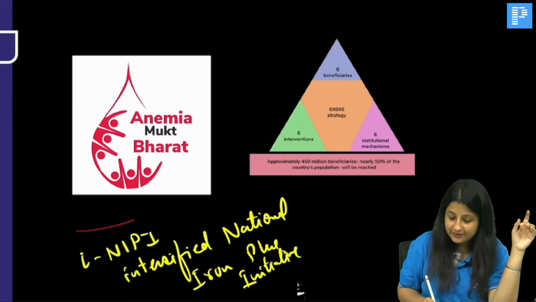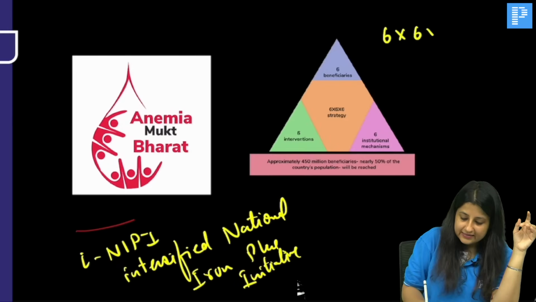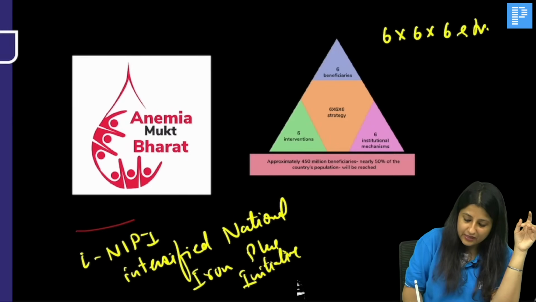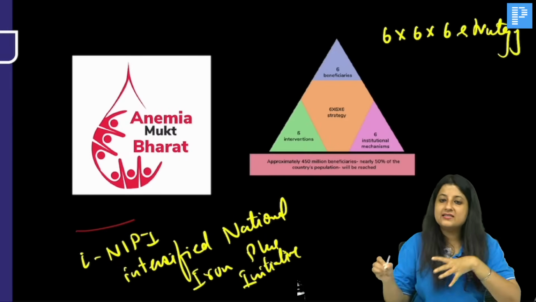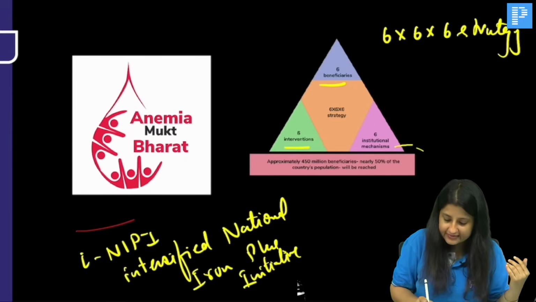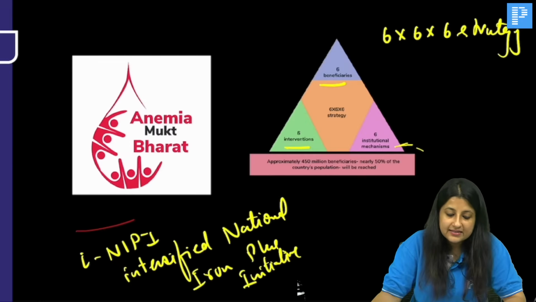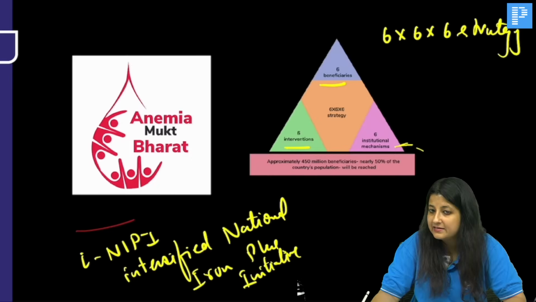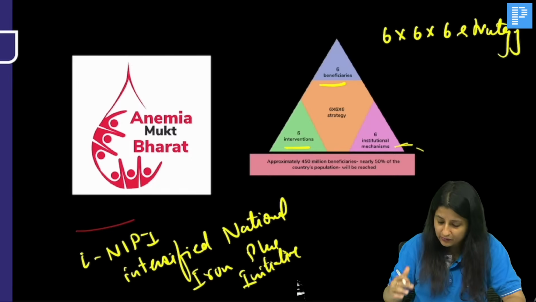And this relies on a strategy. What is this? 6 into 6 into 6 strategy. So the question is, what does this 6 into 6 into 6 stand for? There are 6 beneficiaries, 6 interventions, and we have 6 institutional mechanisms. ठीक है, अभी देख लो, because एक बार question भी आया हुआ है.